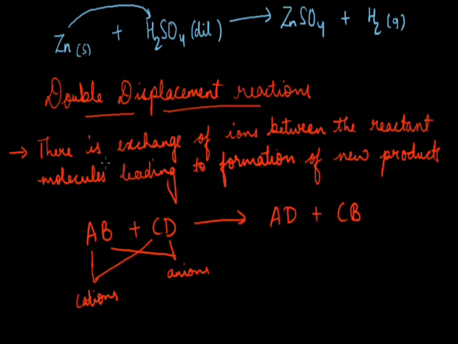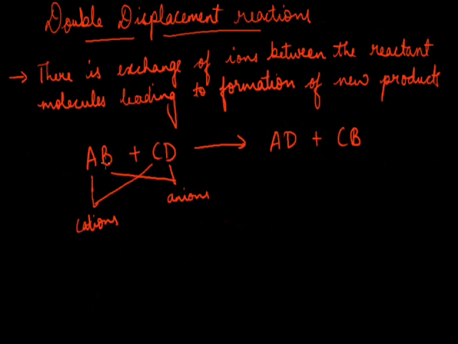Double displacement reactions are also known as salt metathesis reactions. Sometimes the word used for this type of reaction is salt metathesis, because the compounds here are both salts and there is metathesis of the salt, that is, there is exchange taking place, so the name is salt metathesis.